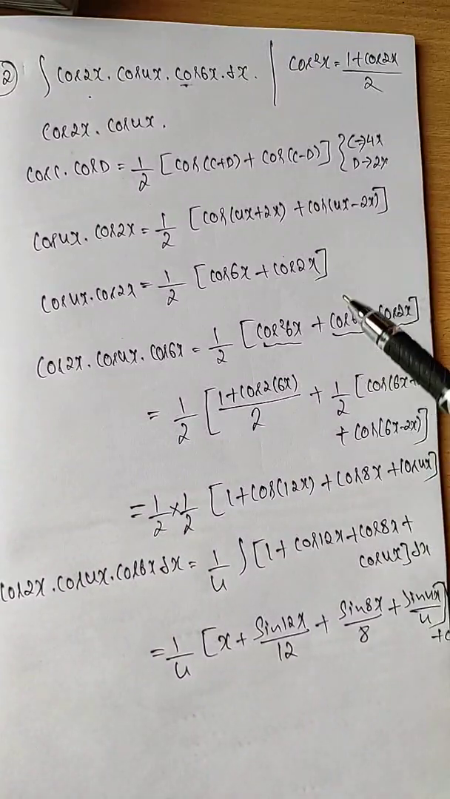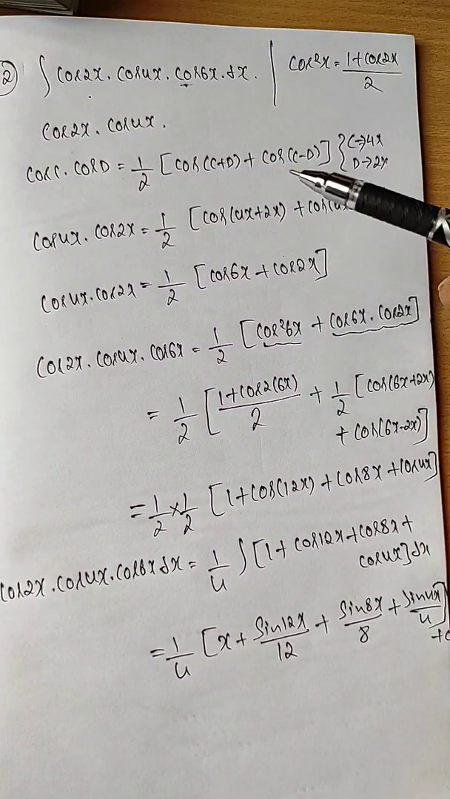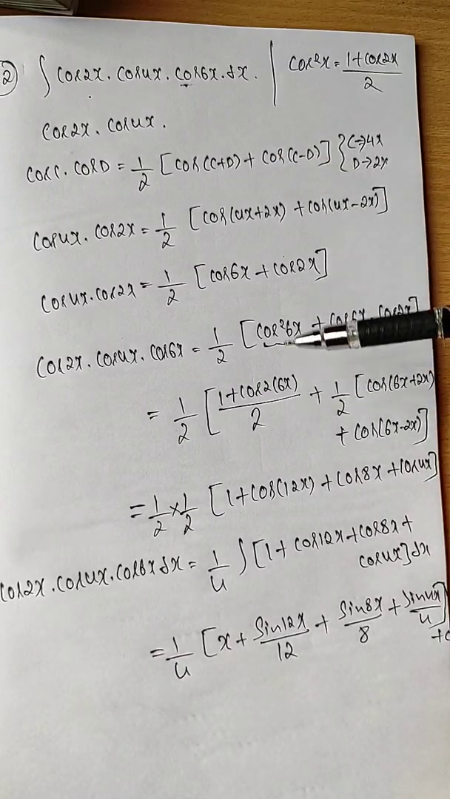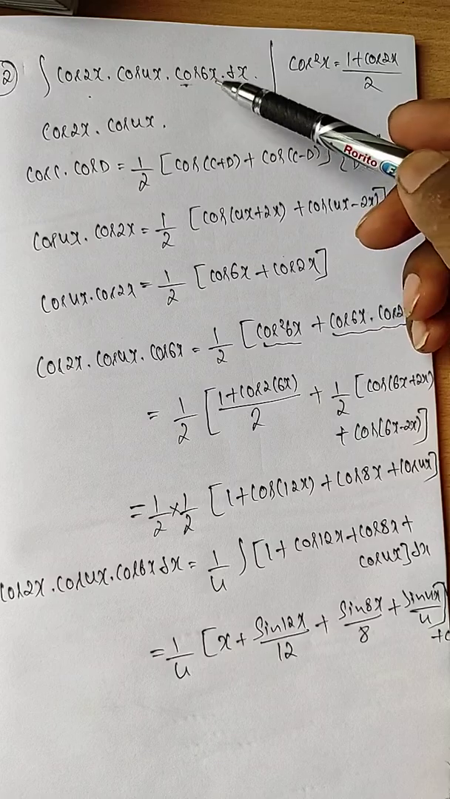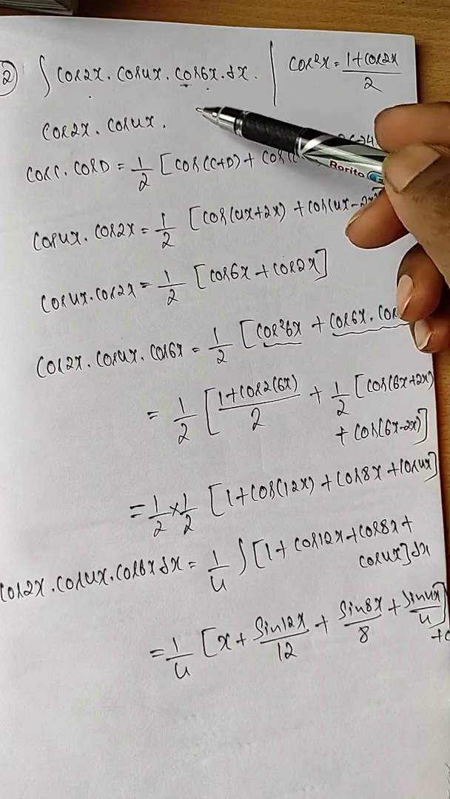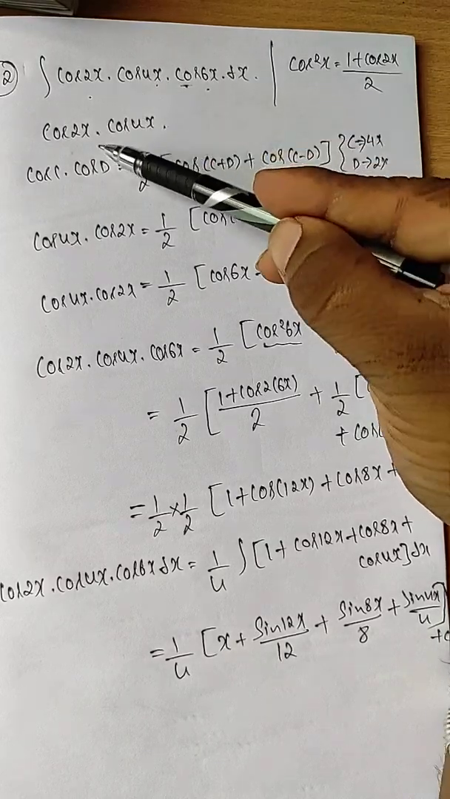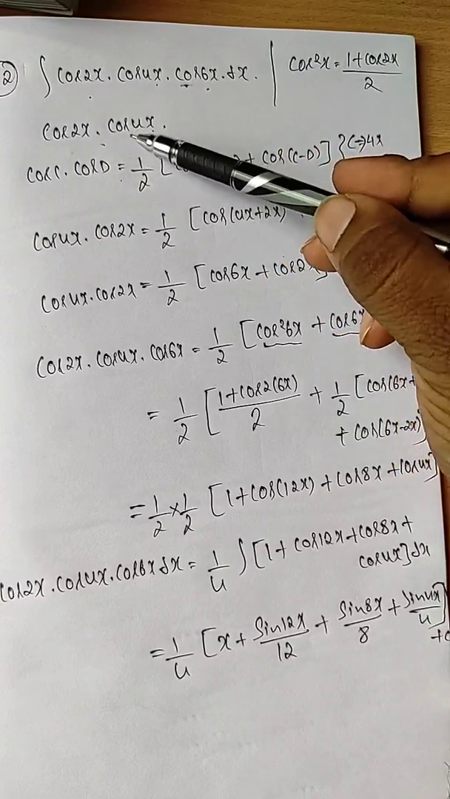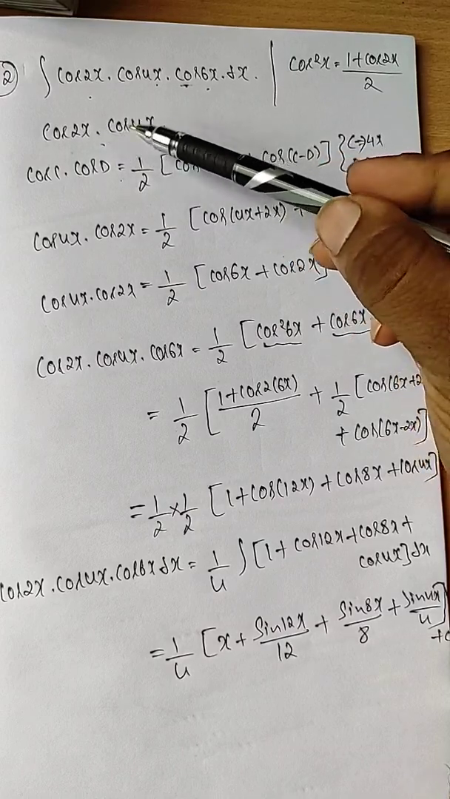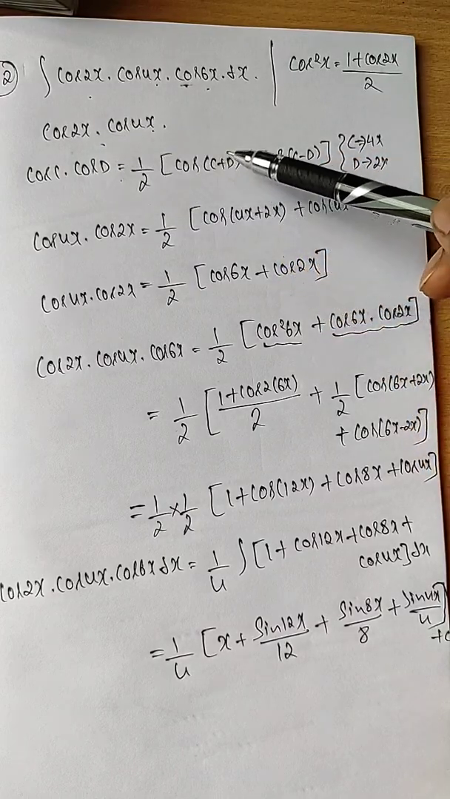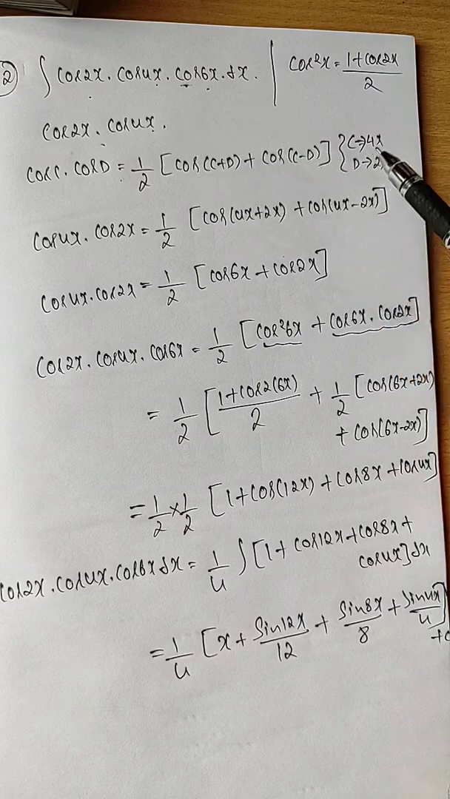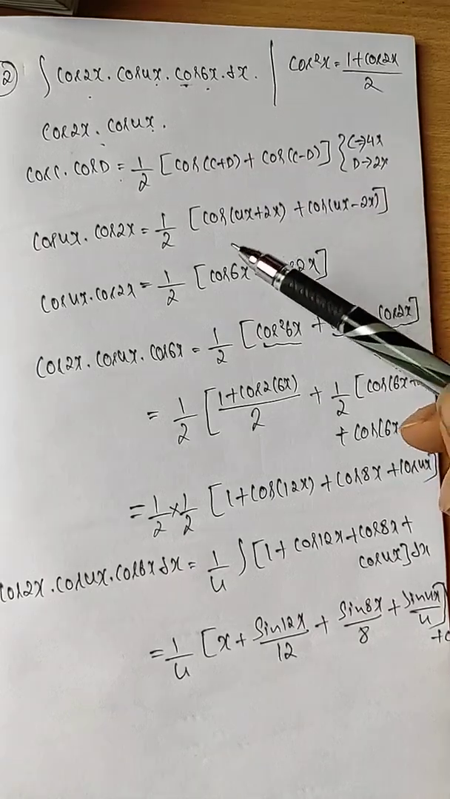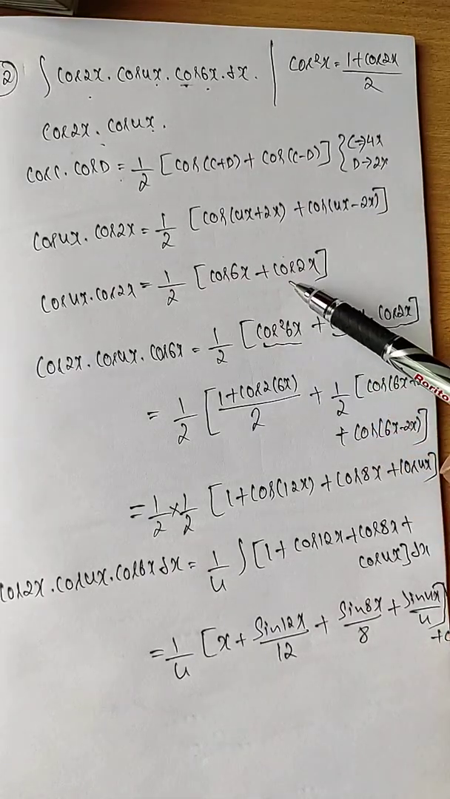Before the integration, what we did is very important. We are changing the product to sum and difference. When a trigonometric function is in product form, you want to make use of a trigonometric identity. Now we are taking the first two terms, cos 2x into cos 4x. Cos c into cos d is 1 by 2 [cos c plus d plus cos c minus d]. Comparing, c is 4x, d is 2x. I am replacing c as 4x, d as 2x. So now we get 1 by 2 [cos 6x plus cos 2x].